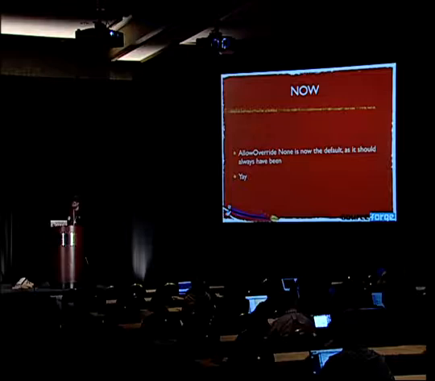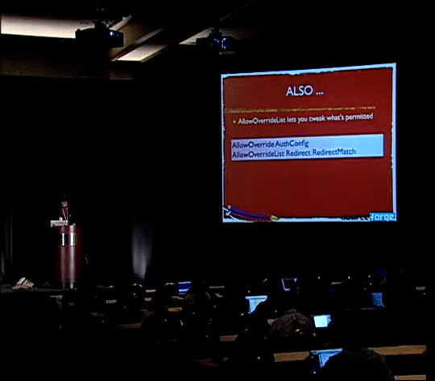And anyway, we've introduced this new directive called allow override list. So you can combine an allow override directive, in this case authconfig, which allows authentication and authorization type directives. And then I also want to allow people to use redirect and redirect match, but not the entire scope of things that are in that particular category. So I just add those specific ones.